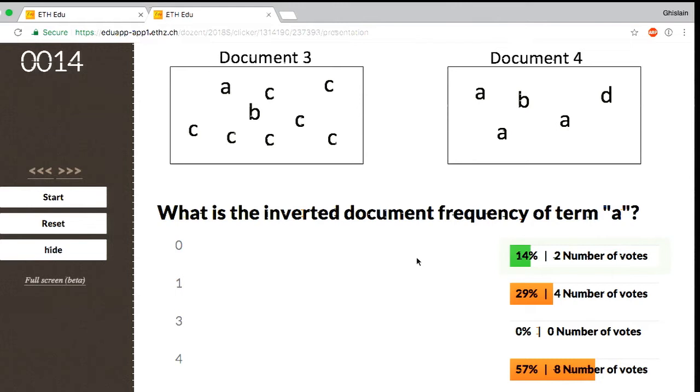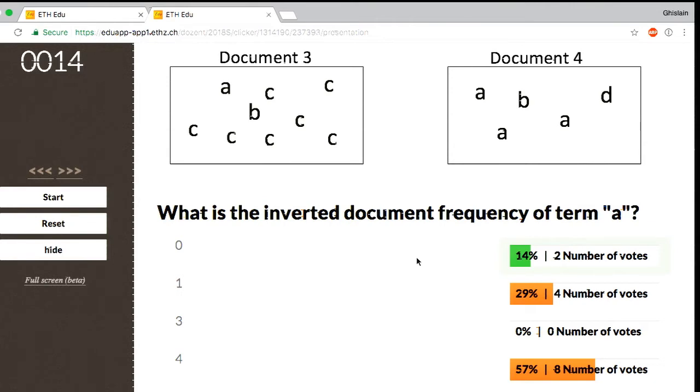Can anybody tell me who answered 0? Yes? Your feeling is correct. So your feeling is correct that the idea is that if it appears everywhere, there is zero information. But mathematically, what is the one mathematical thing that turns one into zero? Anybody? 3 letters. It's the log. The inverted document frequency is the log of the number of documents divided by the document frequency.